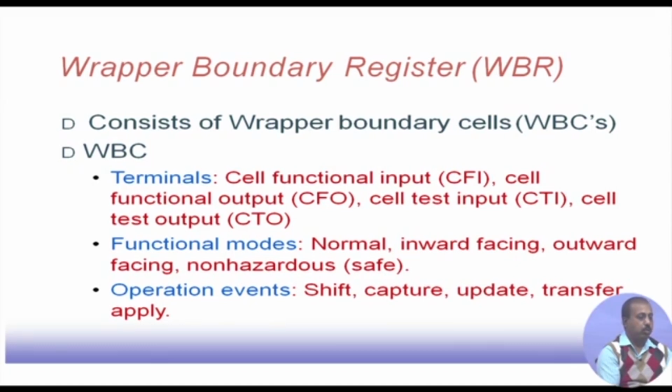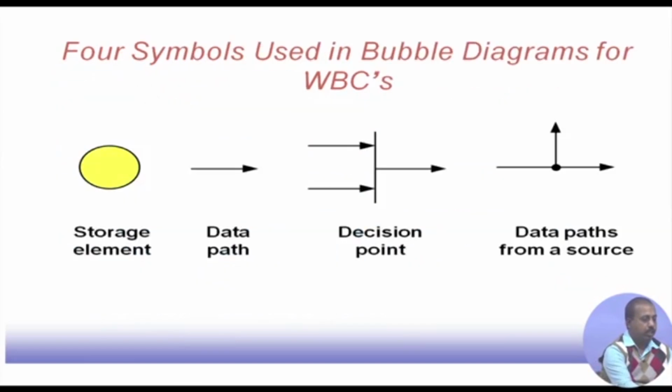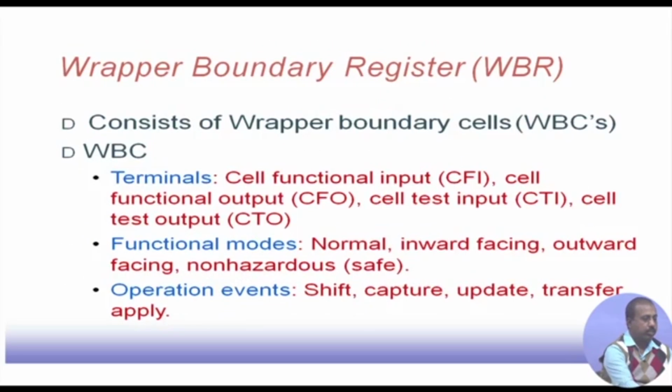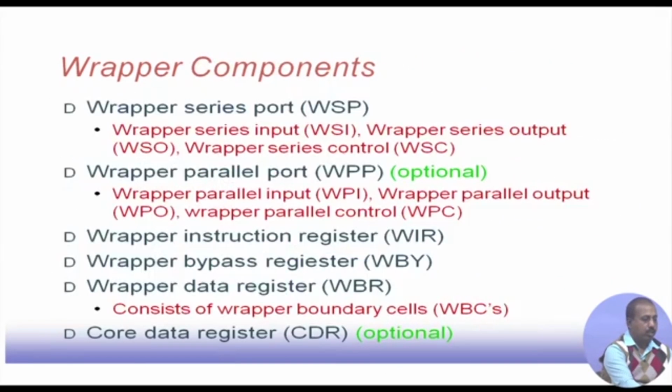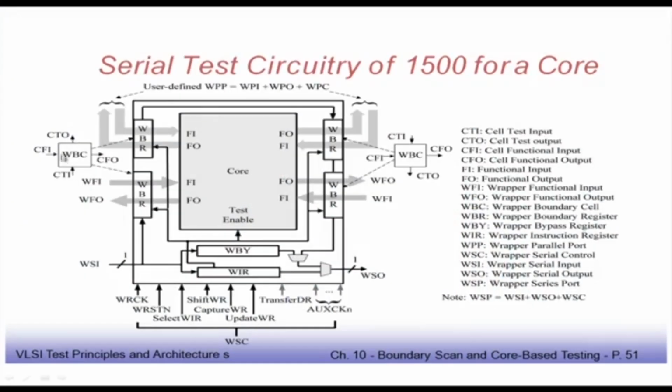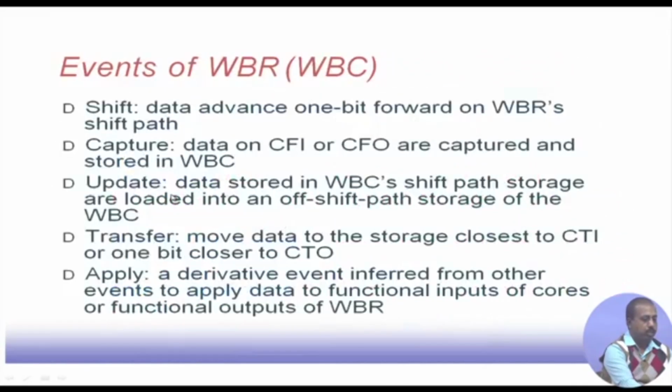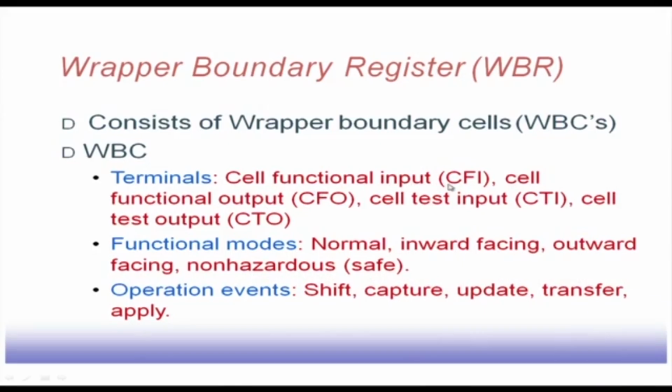If we look in more detail, it consists of wrapper boundary cells, some structure we have seen earlier. So, this wrapper boundary cell has CTO, CFI, CTI and CFO. Let us see what those things are. CFI is the cell functional input, CFO is the cell functional output, then the cell test input and cell test output.